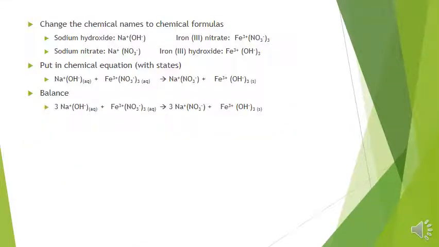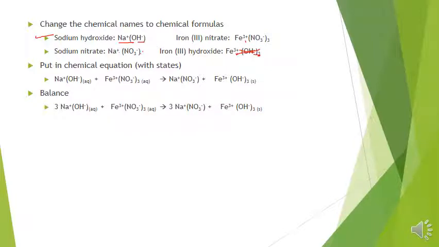Okay, so here are our four substances. Sodium hydroxide is Na plus, OH minus. They have the same charge, so no subscripts. Iron 3 nitrate: iron is 3 plus, nitrate is 1 minus, so you crisscross the charges, put a 3 and a 1 here, and you can leave the 1 off. Sodium nitrate is Na plus, nitrate is NO3 minus, so they have the same charge again, so you don't have to put anything in subscripts. And iron 3 hydroxide is Fe3 plus, OH minus, so you can crisscross, and you get a 3 over here and a 1 over here.